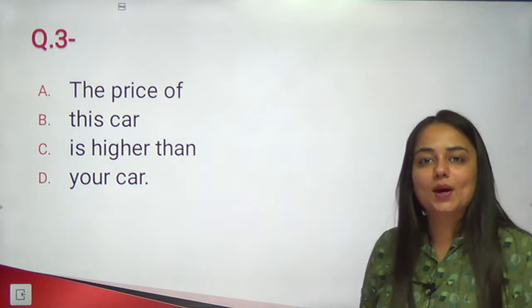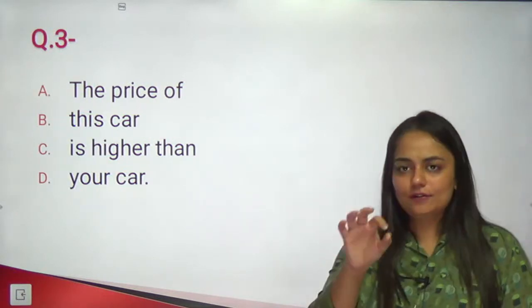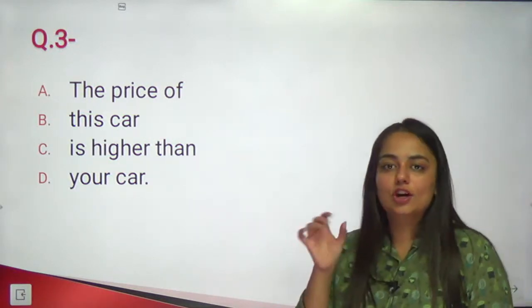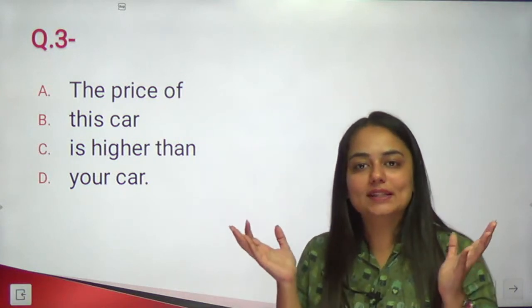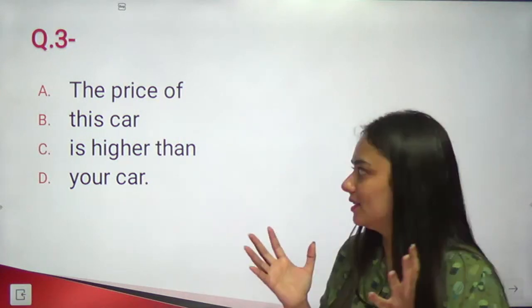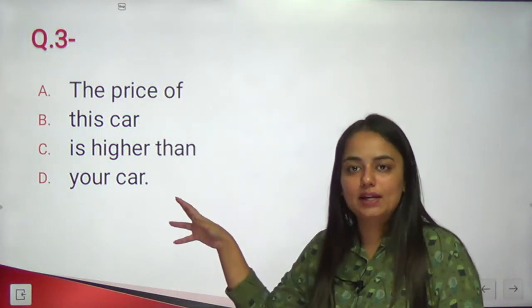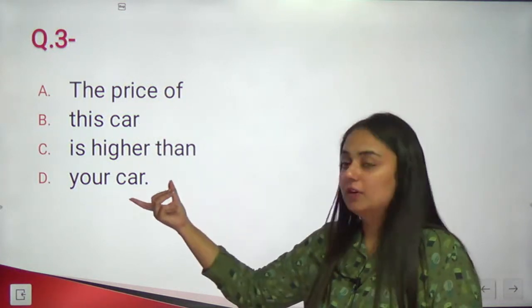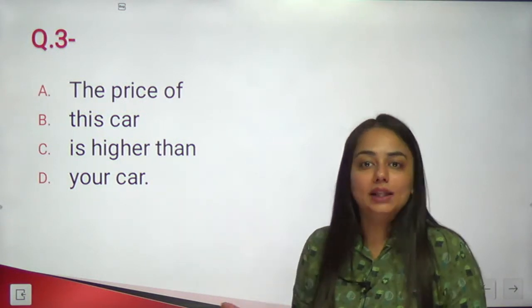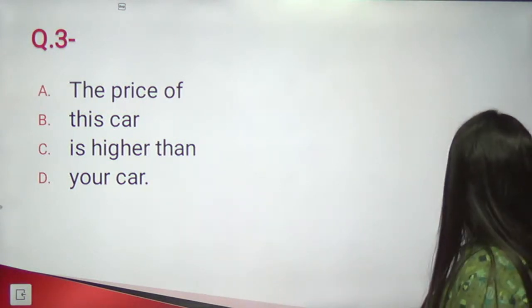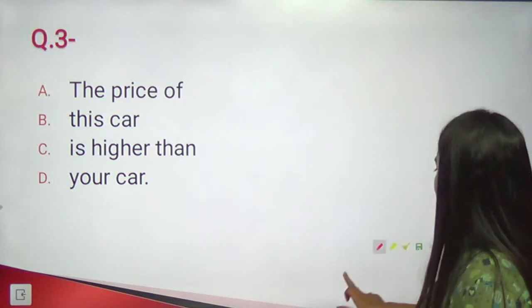Let us see who's going to answer this one. The price of this car is higher than your car. Comparison is always done in grammatically same things. तो हम एक प्राइस को, एक कार की प्राइस को दूसरी कार की प्राइस से कंपेयर कर रहे हैं. बट फॉर द सेकेंड कार हमने प्राइस की बात ही नहीं की. सो वी हैव टू improve this sentence or correct this sentence.